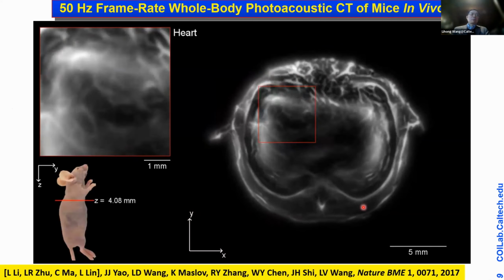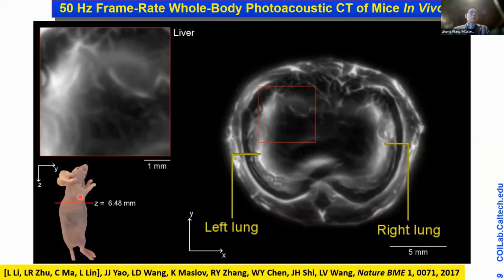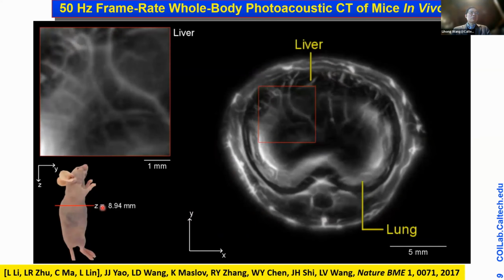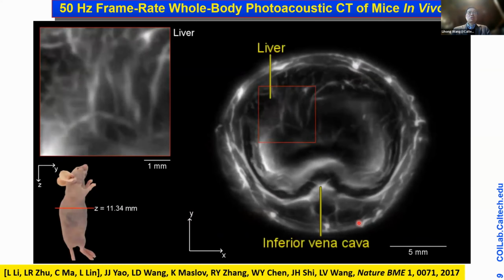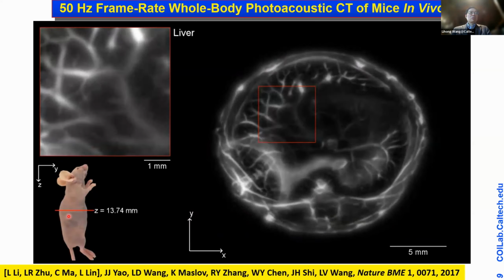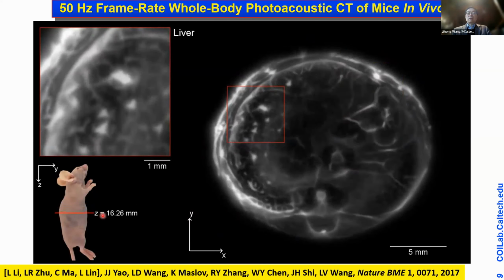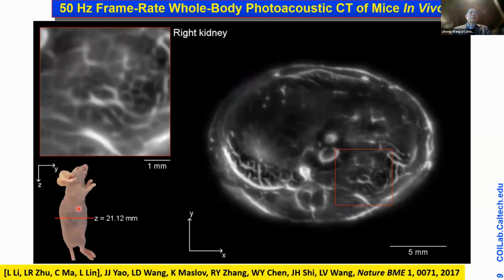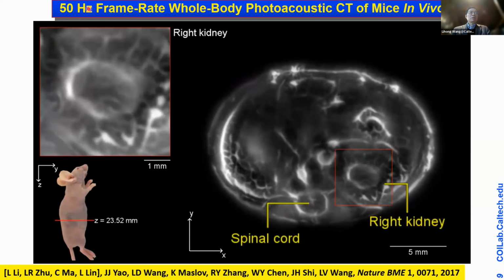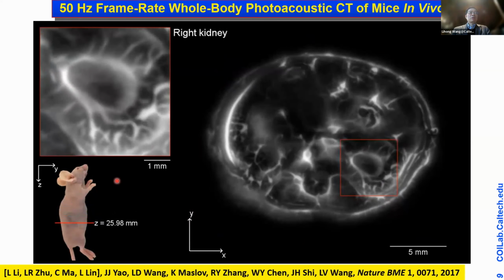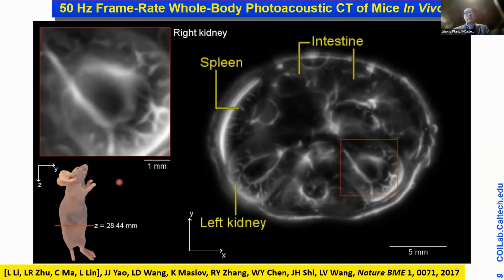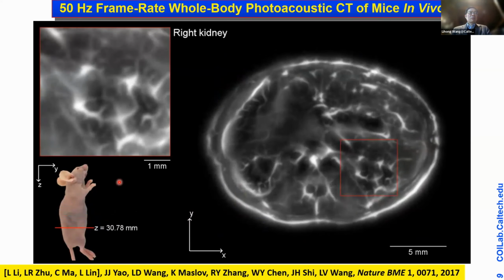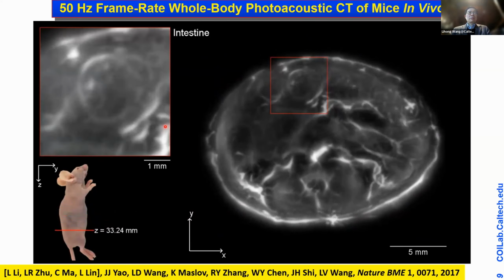This is an example where we can image the whole body of a small animal. The red line shows the current cross-section being imaged. Again, each 2D image is acquired within tens of microseconds. Then we repeat the laser pulse to get different frames. So here we're repeating the laser pulses at 50 hertz, so we're getting a 50 hertz frame rate. And this is faster than video rate. And you can see the close-up.